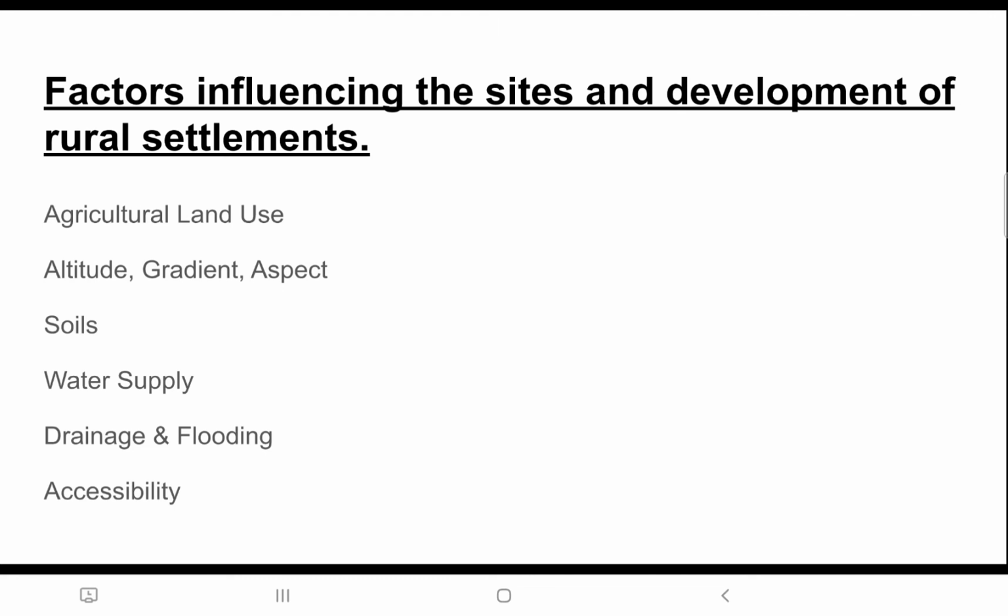There are several factors which influence the sites and development of rural settlements, and you do need to know these factors. So the first one is the agricultural land use. So most villages came into being as agricultural settlements. So the land use that was used for agriculture is a big factor in influencing rural settlements. Then the next three, you've got altitude, gradient, and aspect. All these together are known as relief. So this is the altitude.